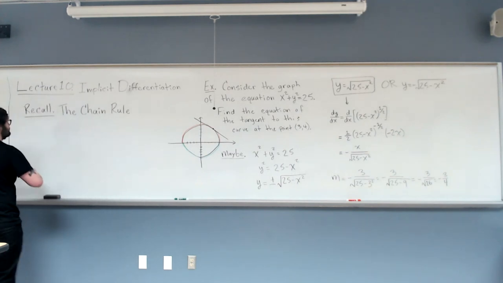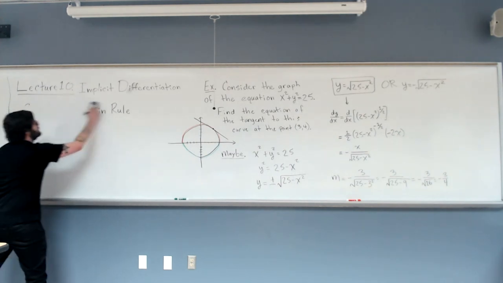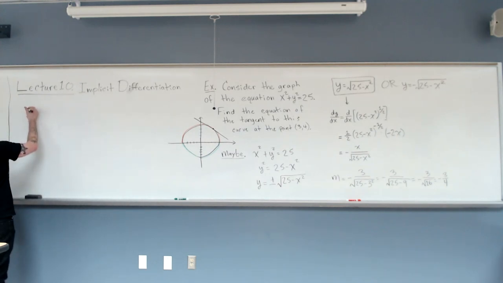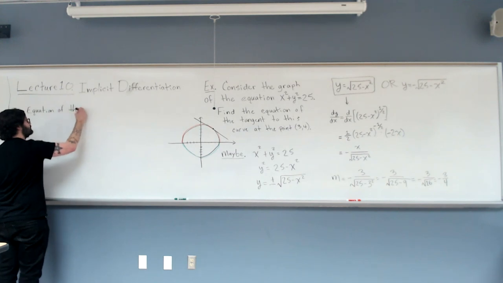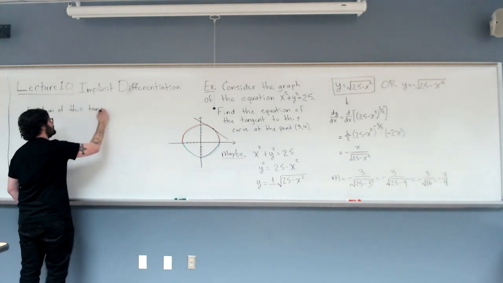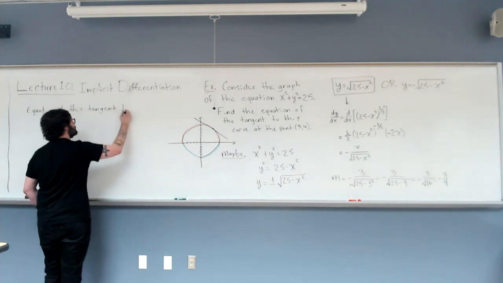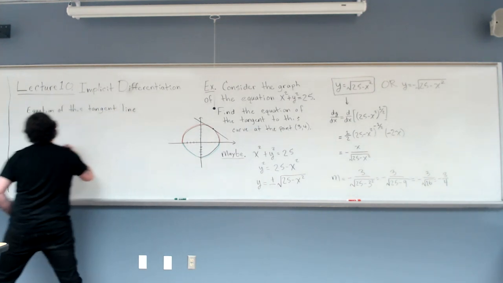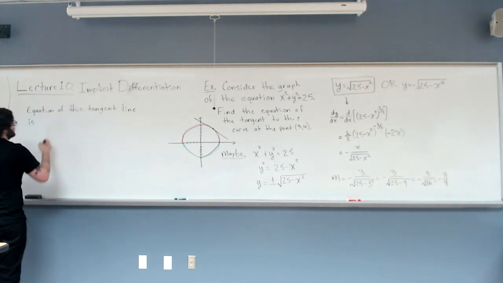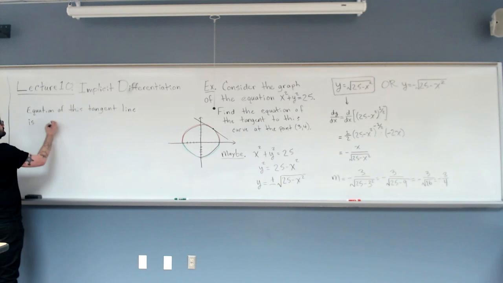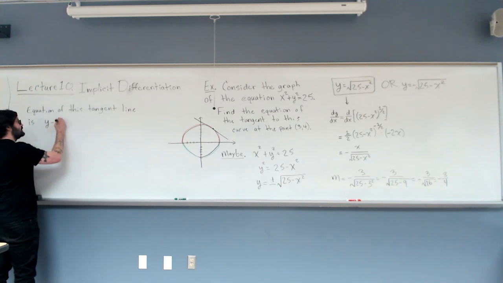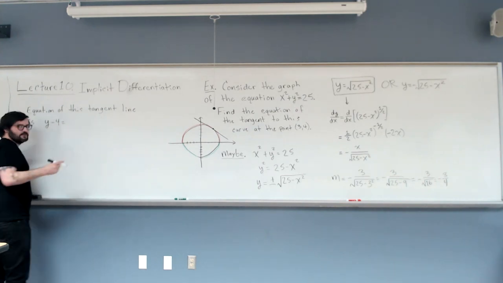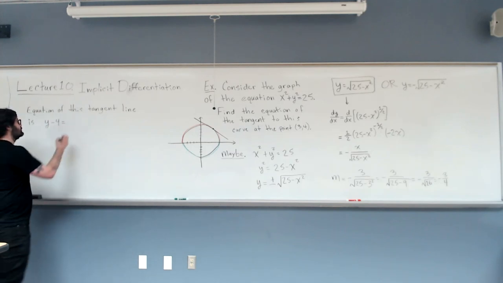And the equation of this tangent line is, so y minus the y in question, which is 4, is equal to the slope times x minus the x in question. The slope is negative 3/4.